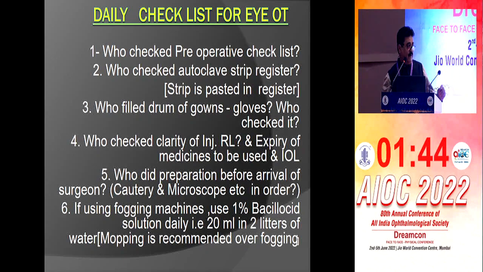These checklists are very important. We should have daily checklists. Who checked the preoperative, who checked the autoclave strip, who filled the drum of gowns, who checked the clarity of injection, who did preparation before arrival of the surgeon. These are all very important to make the staff aware and to ensure that the staff is doing things regularly. This is signed by the OT assistant, then countersigned by me.